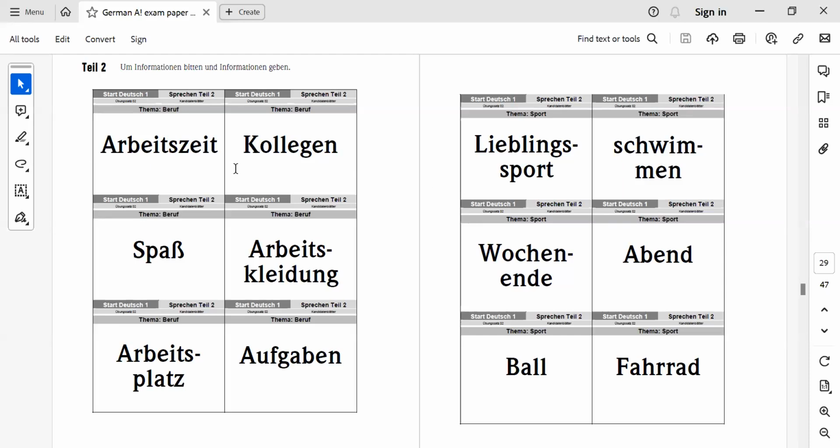So I can ask my partner, one, Wann arbeiten Sie? Simple question. When do you work? Second way, Von wann bis wann arbeiten Sie? From when to when do you work? Sind Ihre Arbeitszeiten lang? Are your work timings very long? Arbeiten Sie auch am Wochenende? Do you work on the weekend as well?